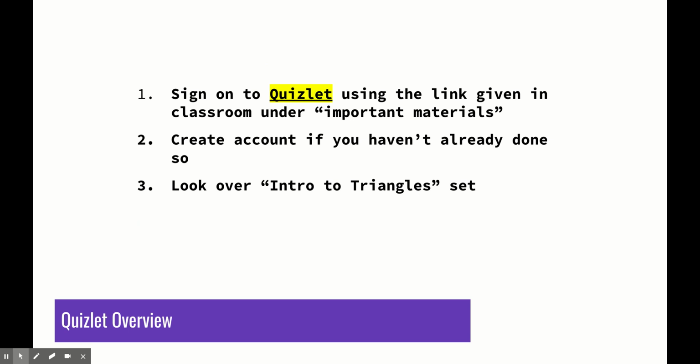Keep on studying these and keep on trying to solve and classify. If you need help, we want you to sign on to Quizlet and use the link in Classroom under Important Materials to study your Intro to Triangles set. Also, we will be putting up a reference guide so you can use that as a reference if you want to remember what these classifications are.